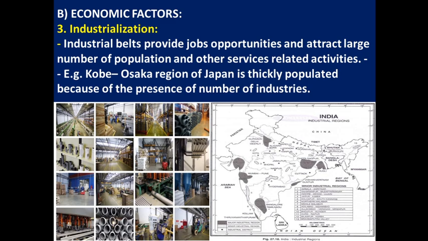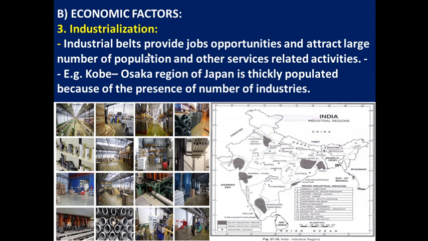Third economic factor, from point B, is industrialization. So here industrialization means we are talking about any industry: iron and steel industries, mineral based industries, cotton textile industries, agro based industries. All these different types of industries.